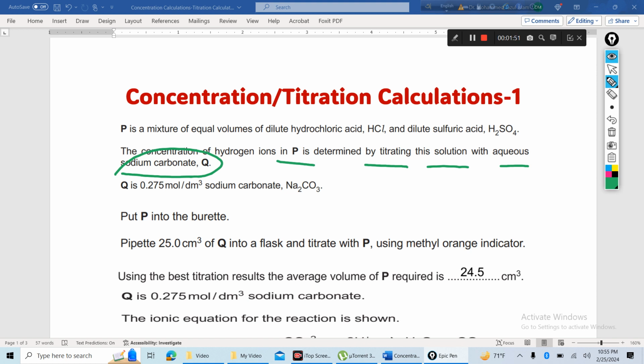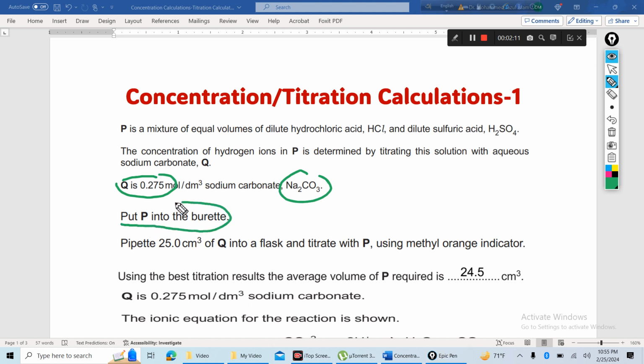Sodium carbonate is alkaline. Here Q is sodium carbonate. Its concentration is 0.275 mol per dm cube. So the sodium carbonate concentration is given. Now put P in the burette. P needs to be taken into the burette, and using a pipette, 25 cm cube of Q, meaning sodium carbonate, is taken into a conical flask and titrated with P.